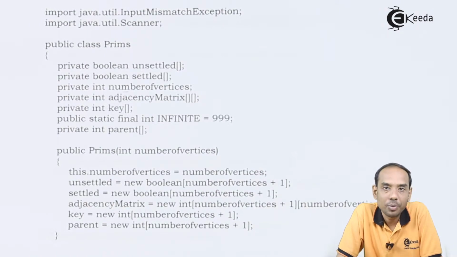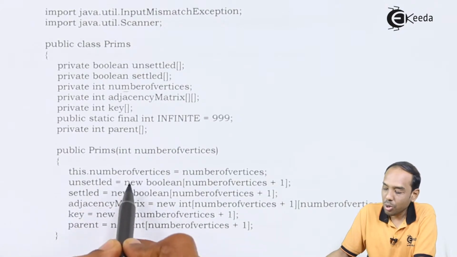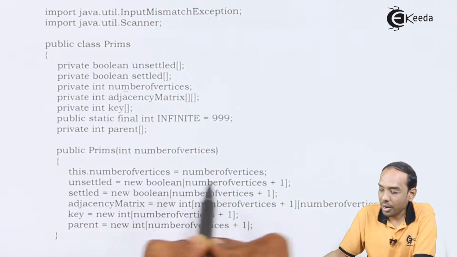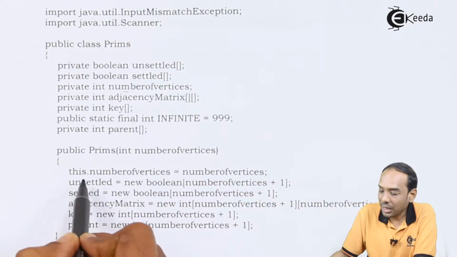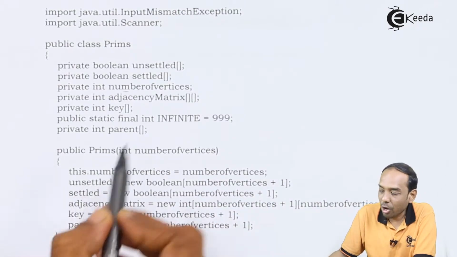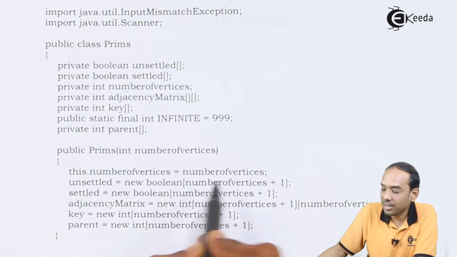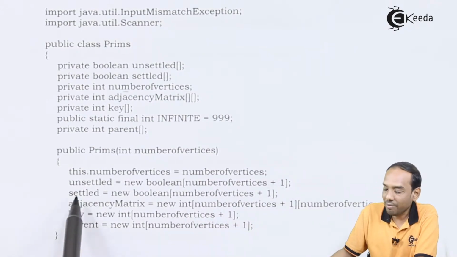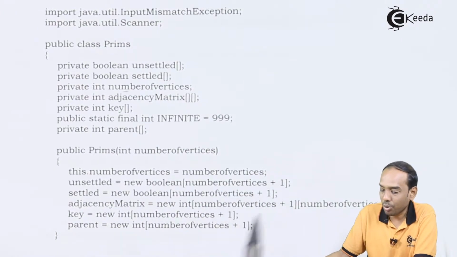When this is done, we need to define the size of the arrays we have declared. Let us begin with the first one. We have unsettled equal to new Boolean number of vertices, which is taken from the user, plus 1. So the unsettled array is created of type Boolean with size number of vertices plus 1. In a similar pattern, we have settled equal to new Boolean number of vertices plus 1.